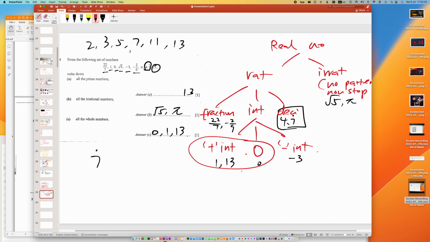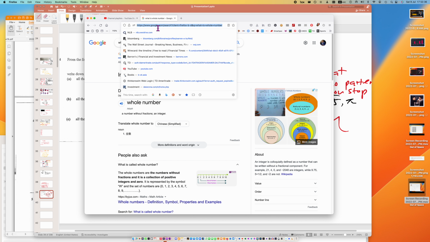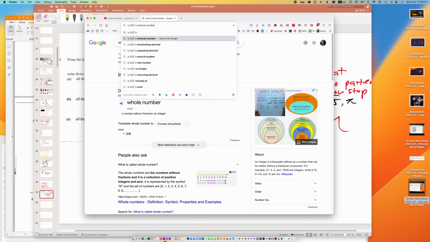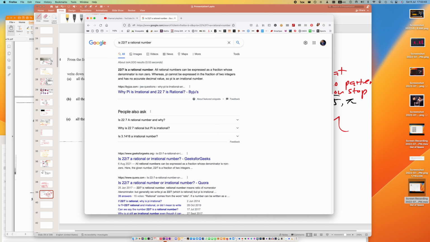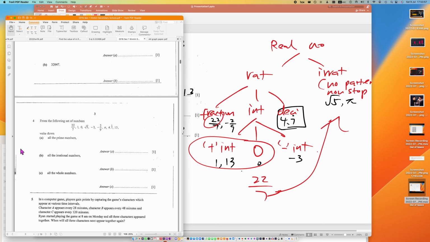Sometimes 22/7 can be seen as irrational, but it looks like a fraction, right? Yes, it's a fraction. Let me double check. So 22/7 is a rational number. It can be expressed as a fraction. So between fraction and the non-stop, no-pattern one, it's the fraction. So that's how you do this kind of question.